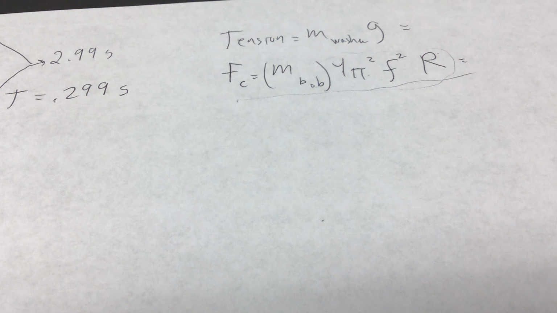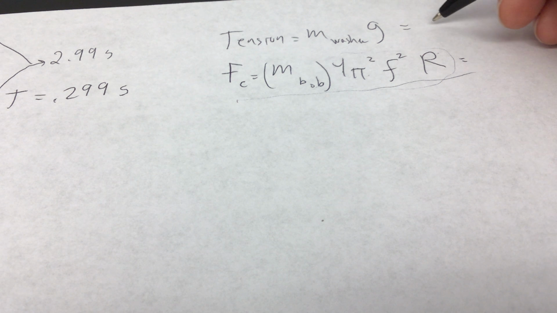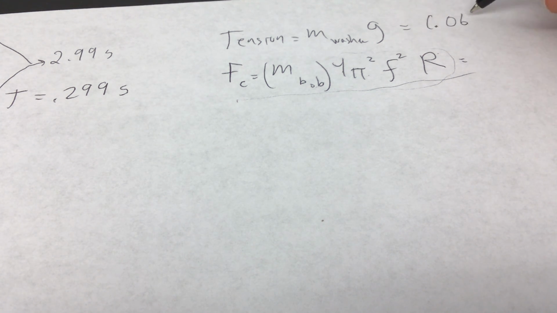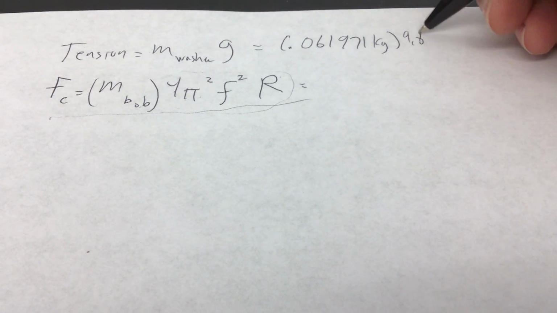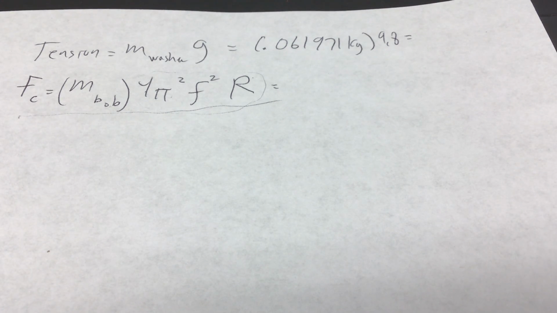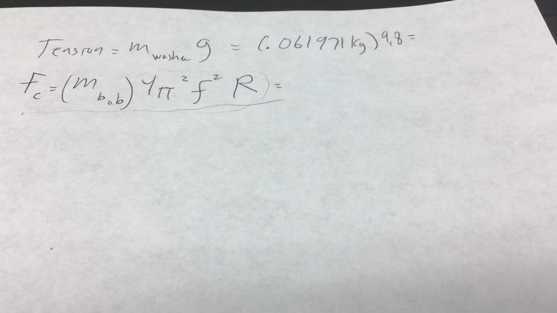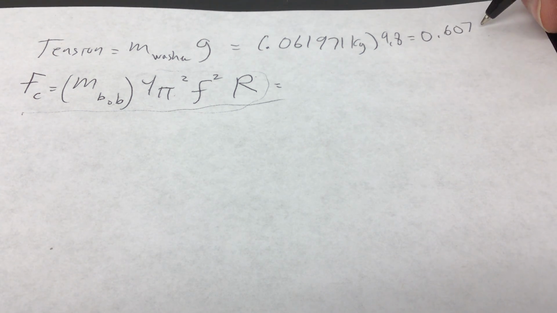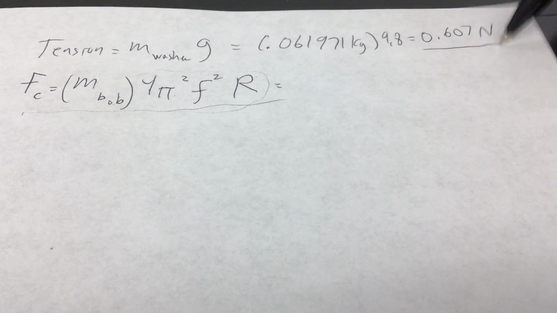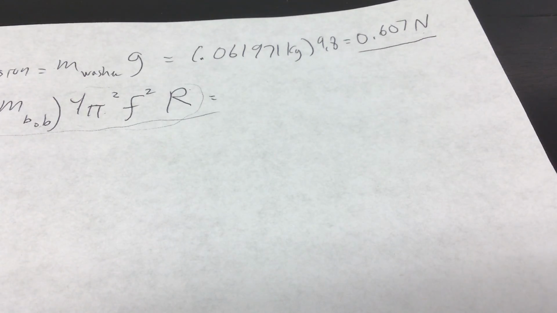So first of all, what's the tension of the string? Well, the mass of the washers and everything on it was 61.971 grams. So what's that? 0.061971 kilograms. You multiply that by 9.8. And what do you get for the tension? So do that now, 0.061971 times 9.8. So 0.607 newtons. I guess it's a little less than a newton.